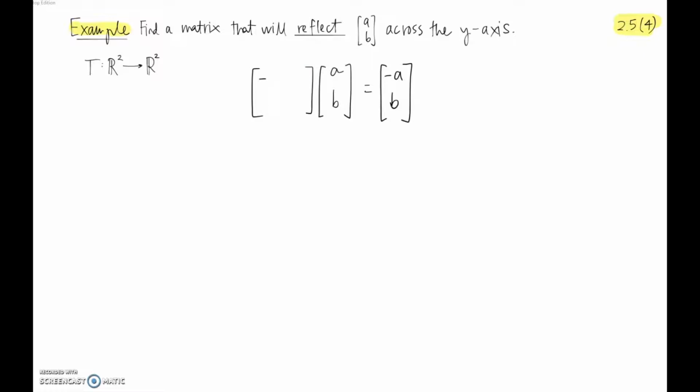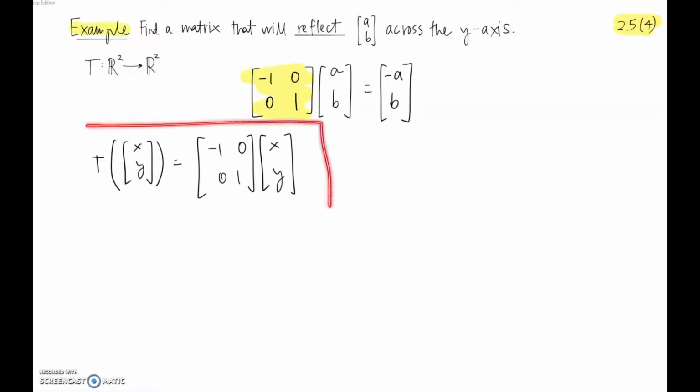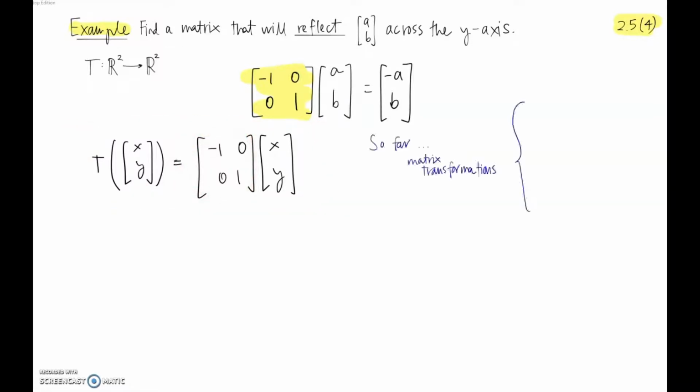This would probably be a negative 1, 0. That'll give us negative A. And how about 0, 1? I think that's it. So these types of transformations are a lot more simple than those rotations that we started this section with. And so this would be a way to write the transformation formally. The transformation whose input is the vector x, y is equal to this matrix times x, y.